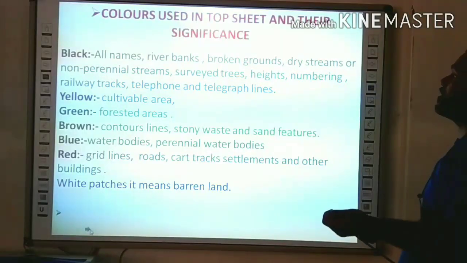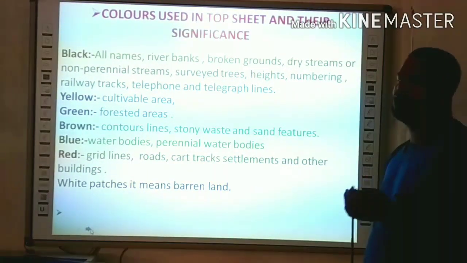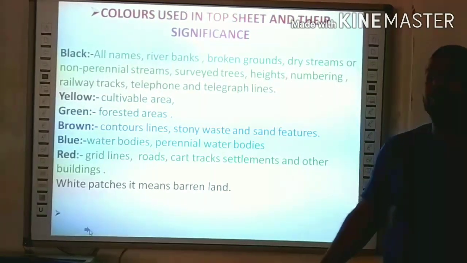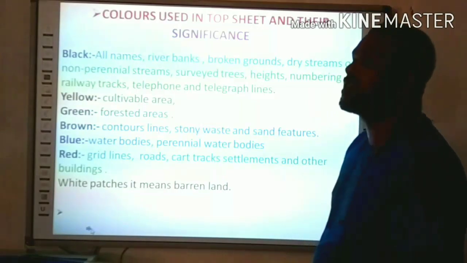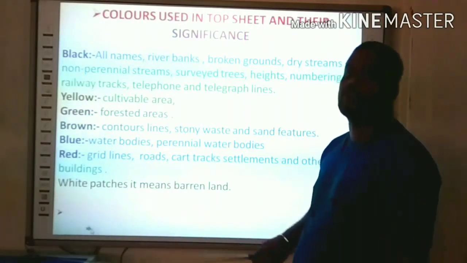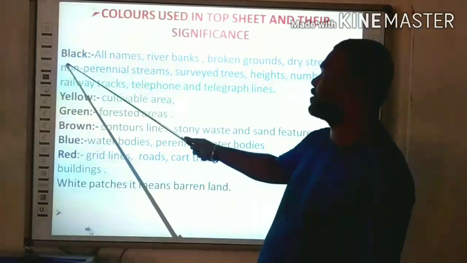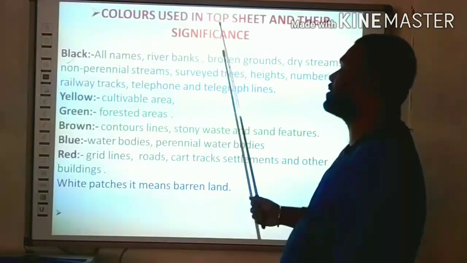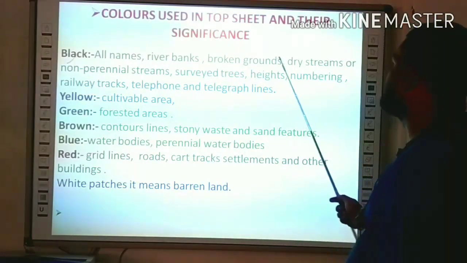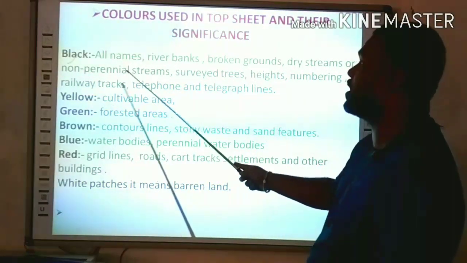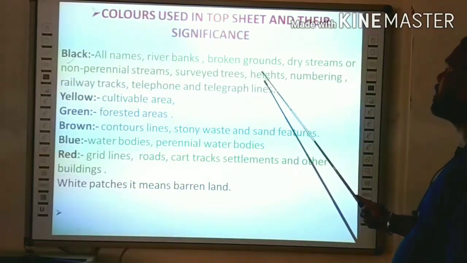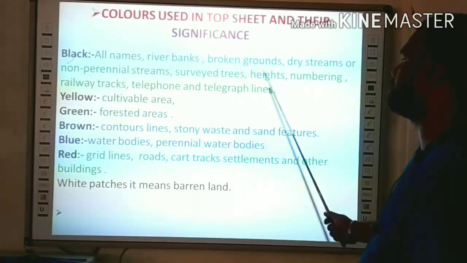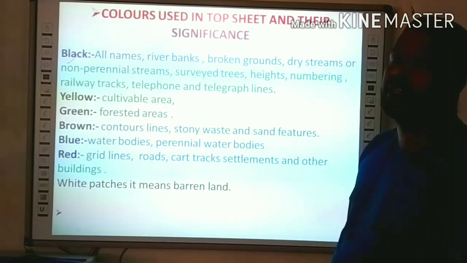Now let us see what are the colors used in Toposheet and their significance. As we open the Toposheet, we can see different colors. It is a very colorful map. The colors shown in a topographical map have some importance, like black. What does black color indicate? All names are written in black, river banks are drawn in black, broken grounds, dry streams or non-perennial streams. Surveyed trees, heights, their numbering, railway track, telephone and telegraph lines are drawn or written in black.